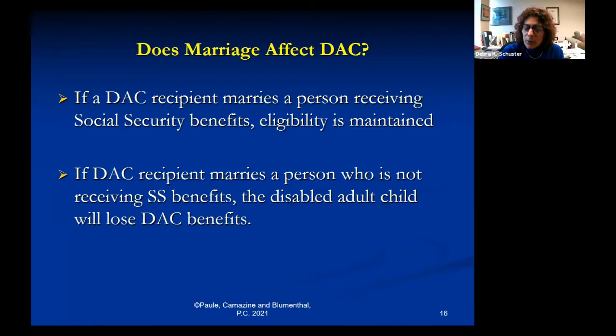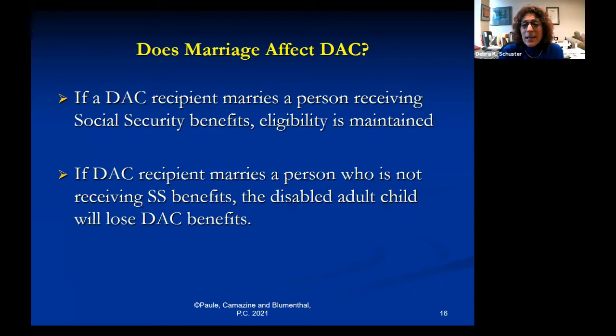So, does marriage affect the disabled adult child benefit? If a DAC recipient marries a person that is receiving Social Security benefits, eligibility is maintained. But if they marry a person who's not receiving Social Security benefits, the disabled adult child will lose their DAC benefit because of what's called deeming. When someone is living with a parent and they're under age 18, in certain circumstances, which we'll talk about, parents' income can be deemed to the child and therefore affect their eligibility for benefits under age 18.